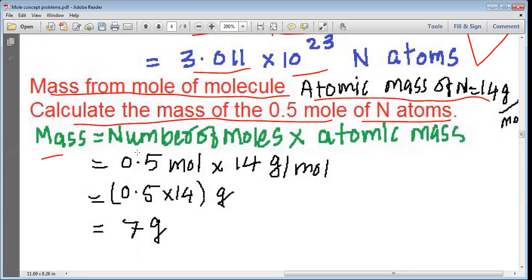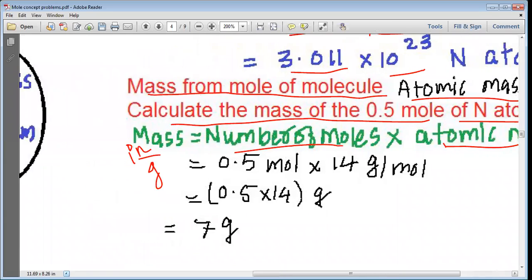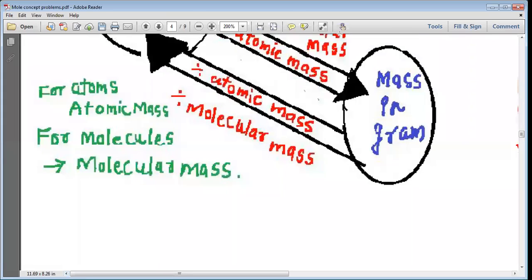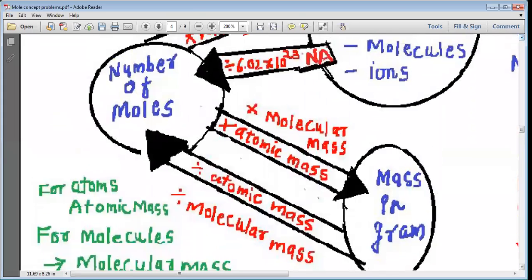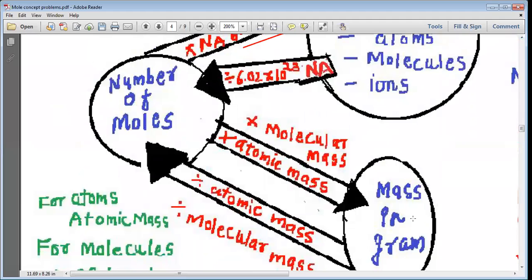So mass is equal to number of moles multiplied by atomic mass. Mass is nothing but mass in gram. So mass in gram is equal to number of moles multiplied by atomic mass, because atoms are given here. That is what we can easily see here, my dear students: if we want to go from number of moles to the mass in gram, and if the atoms are given, we need to multiply it with the atomic mass. So mass in gram is equal to number of moles multiplied by atomic mass.